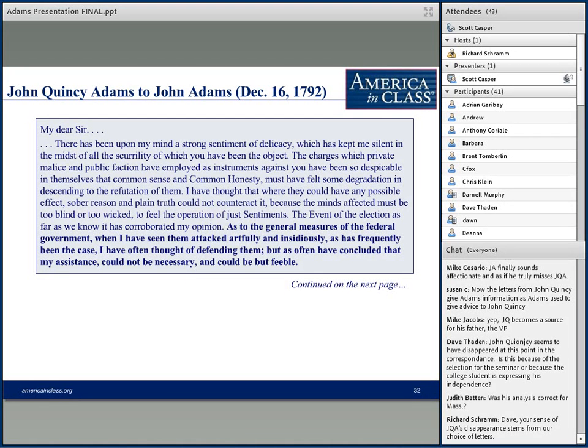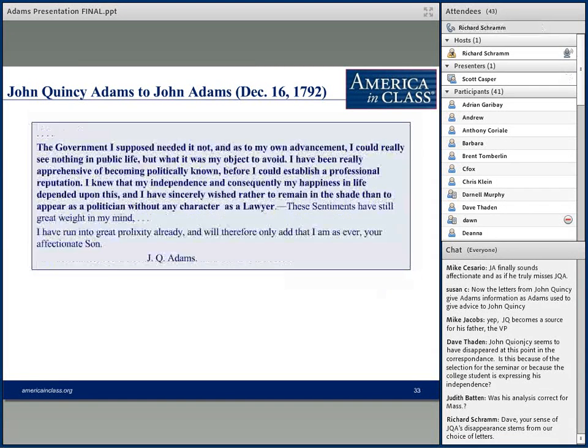By this point, there really are distinct factions or views running through the national government. By this point, I believe Jefferson, if he hasn't already resigned as Secretary of State, will soon do so. I think he steps down in 1793. And John Quincy is saying, the federal government is being attacked, and I want to step up and defend it, but maybe I shouldn't. Maybe I should just keep myself in the background. And he goes on in this letter to say, the government, I suppose, needed it not. In other words, it wouldn't help the government much for me to step up and argue in favor of it.